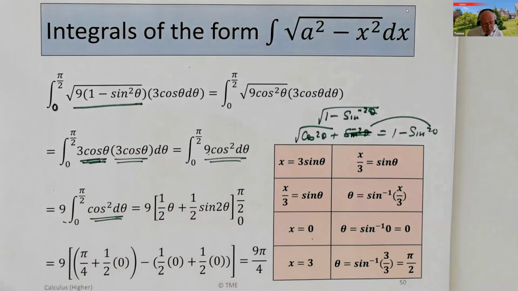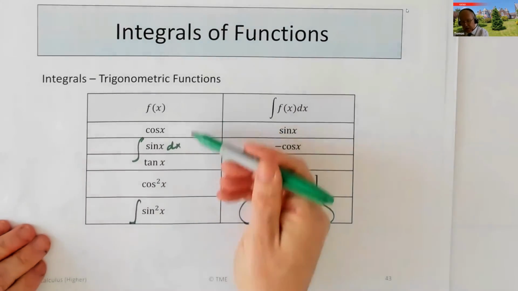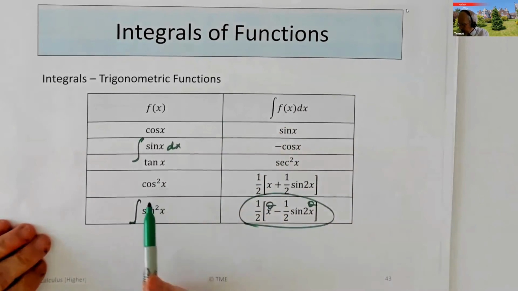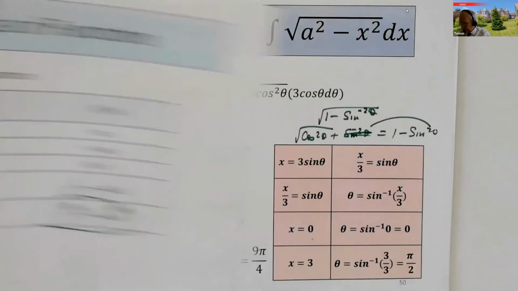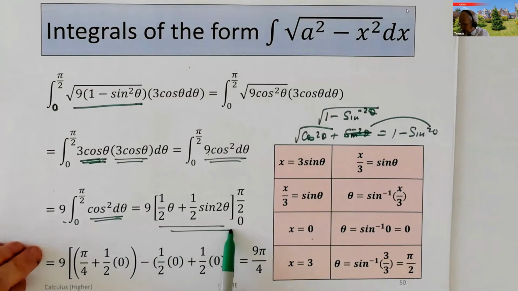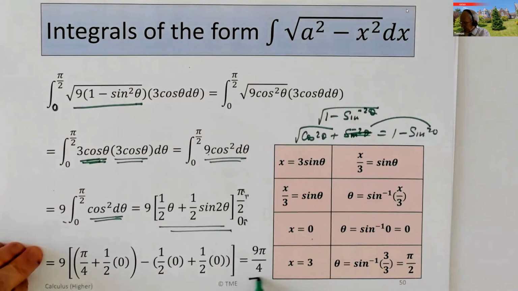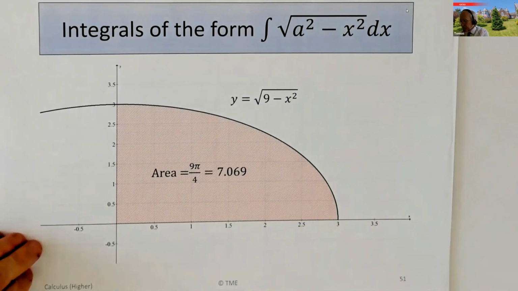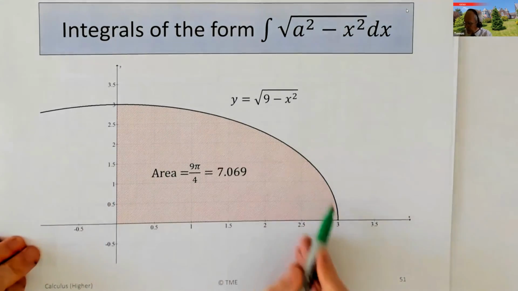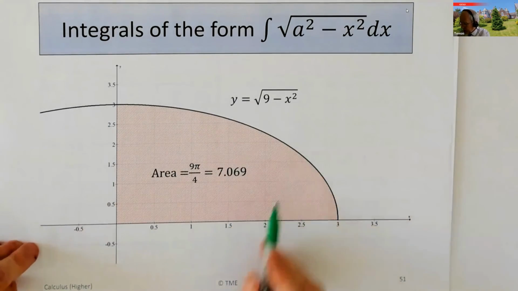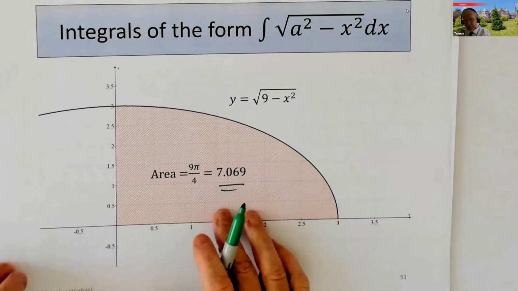How do you find the integral of cos squared theta? Don't know. You look up the tables again. You look up the tables and you say, oh, it's there, it's given. So you can write it down, and then you plug in the values of 0 and pi over 2. And there's your answer. And there's the graph of it. There's the graph of y equals the square root of 9 minus x squared, and there's the area.